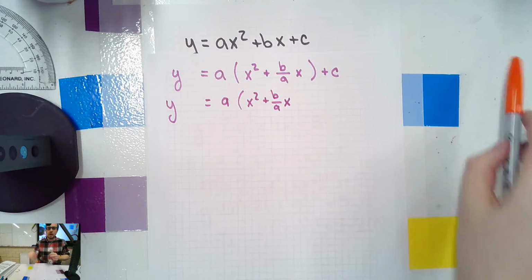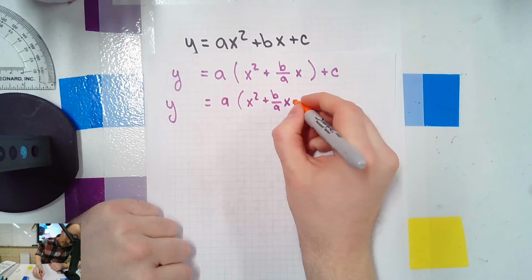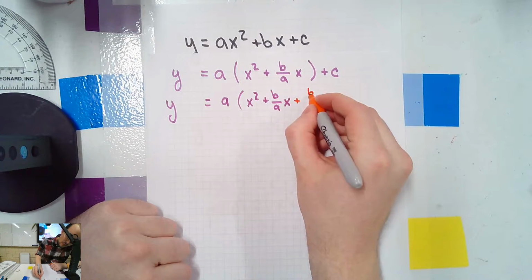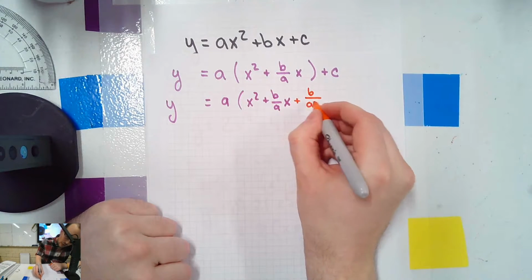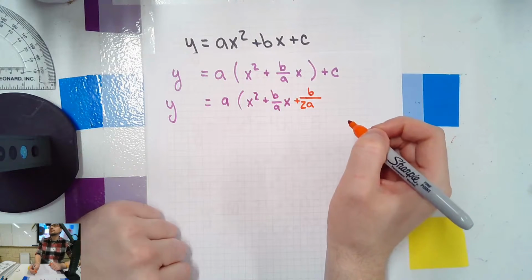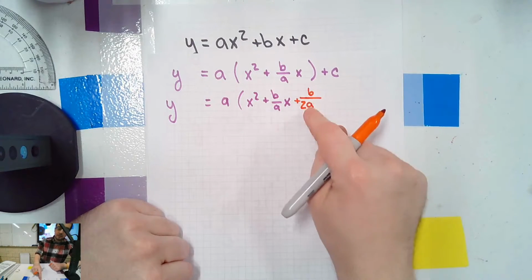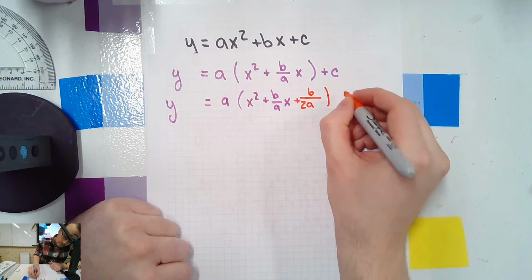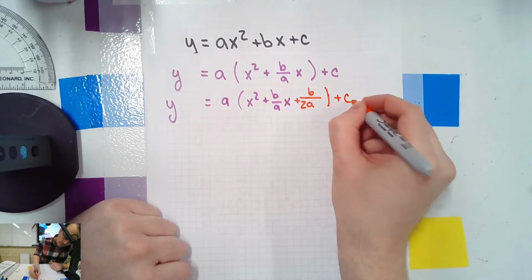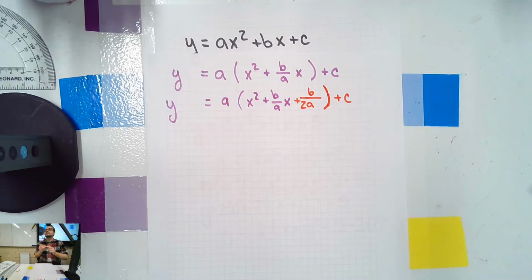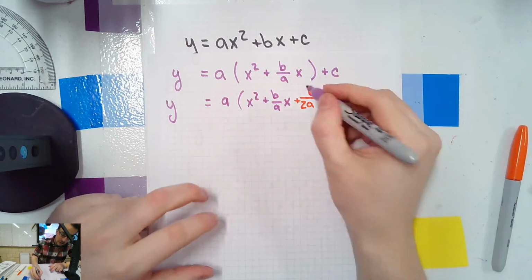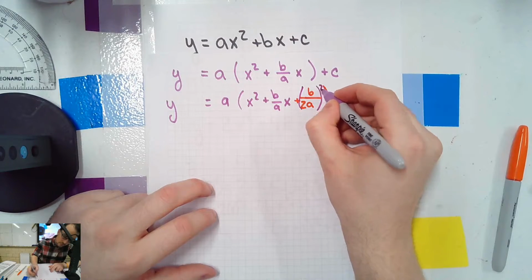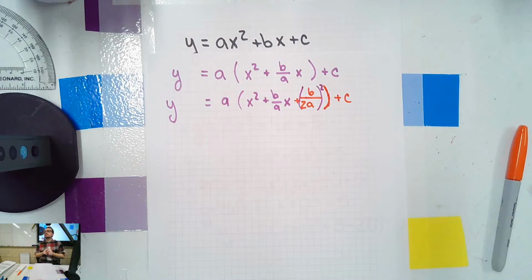What's half of b over a? B over 2a. 2 times a, right? Does that make sense? Right? B divided by 2 with an a on the bottom. You guys with me on that? And then we have to square it, right? Don't we cut it in half and square it?